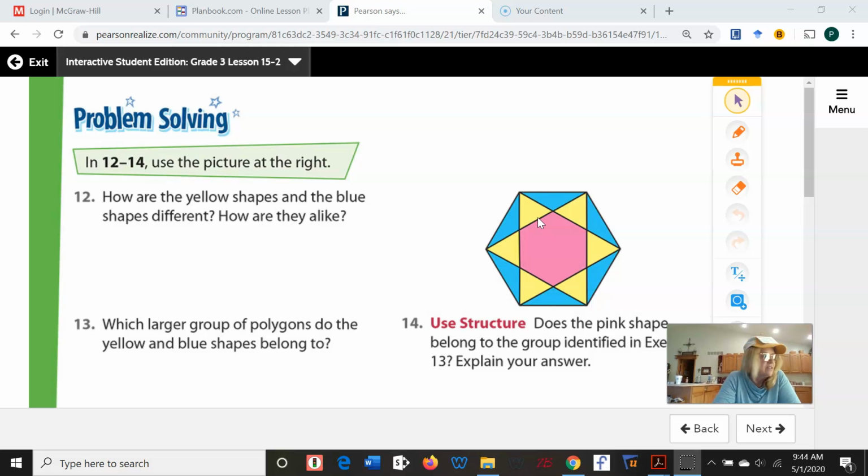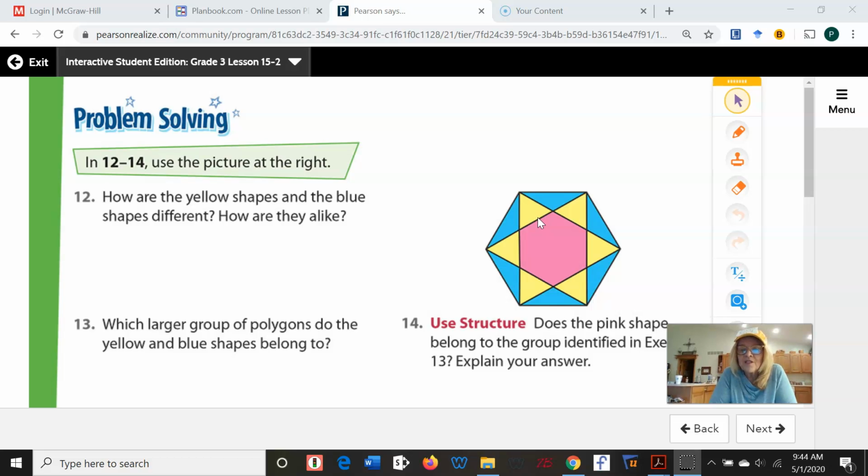All right, let's move down to number 13. Number 13 says, which larger group of polygons do the yellow and the blue shapes belong to? Well, all we've talked about so far are quadrilaterals. Do those two shapes belong in the quadrilateral group? What do we know about quadrilaterals? What group do you think the yellow shape and the blue shape belong to?